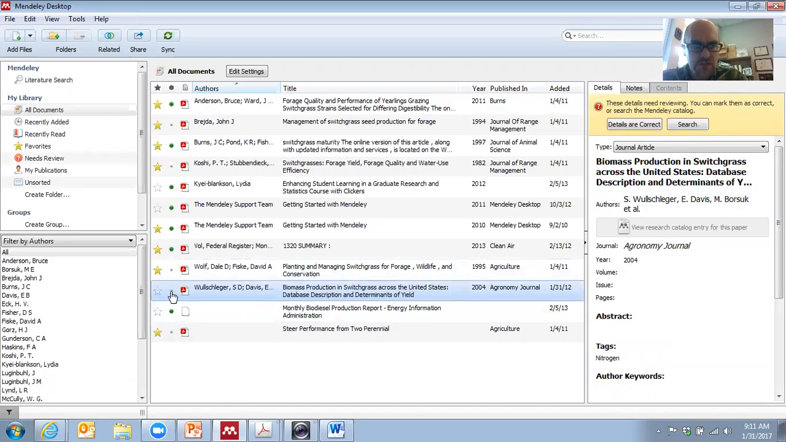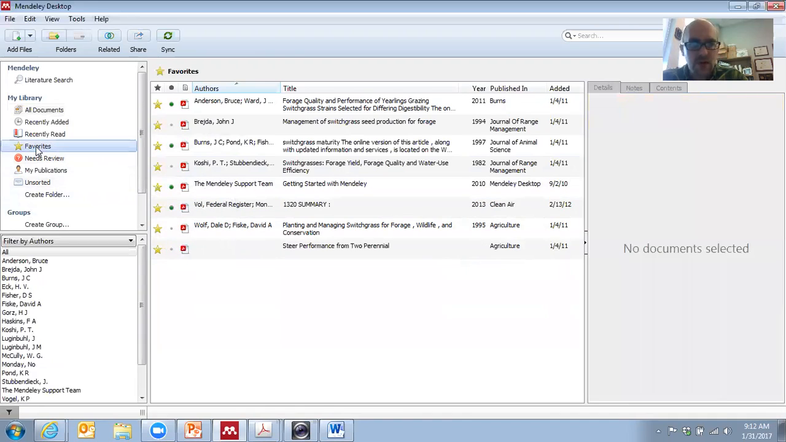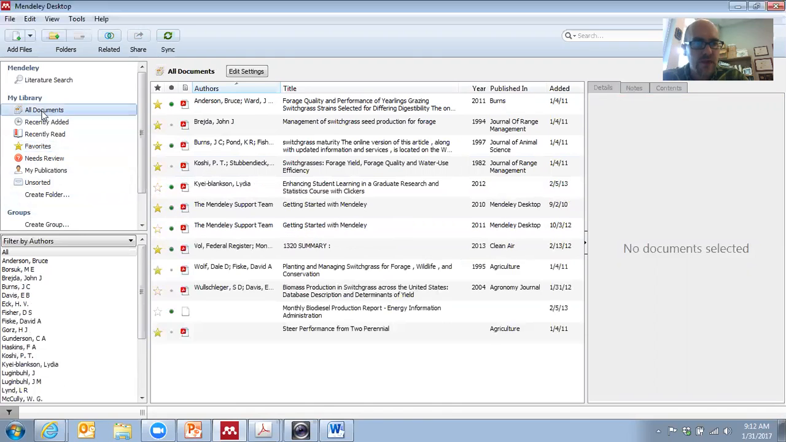Also, you can mark these as read or unread, so that when you go through, you'll know which ones you've completed and which ones you haven't. The stars are a way to create a favorites section. If you think certain ones are more important than others, you can highlight that star, and then when you click over on this favorites tab, it'll only show those favorites. So that's another way to organize things a little bit better.